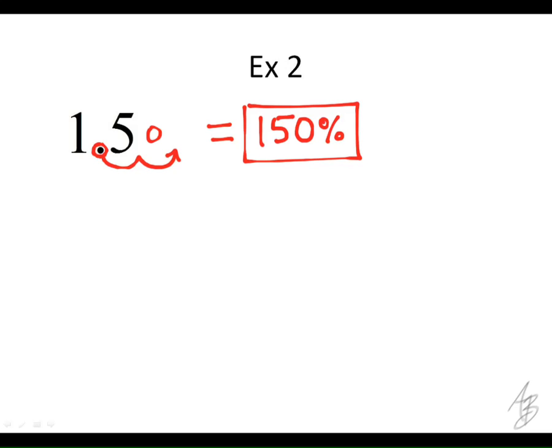What does percent mean? It means out of 100. So percent means out of 100. Okay, so the reason we multiply by 100 to change a decimal to a percent is because we're taking this out of 100. All right, so this 150% means 150 out of 100.